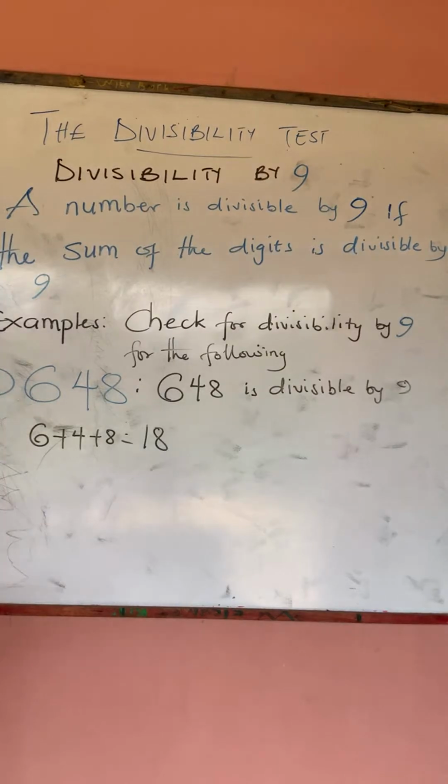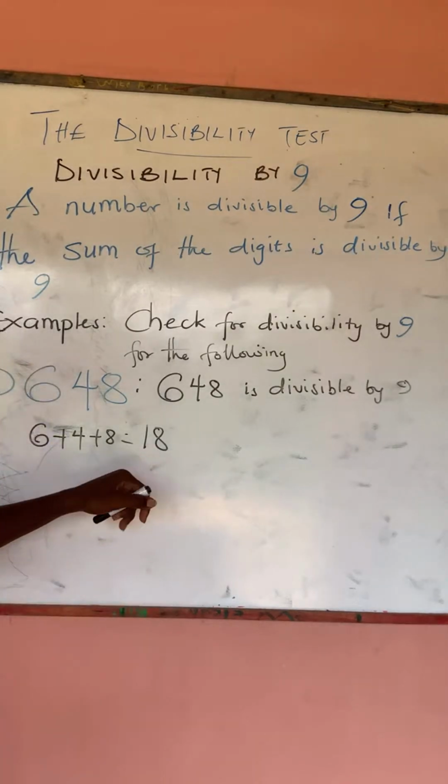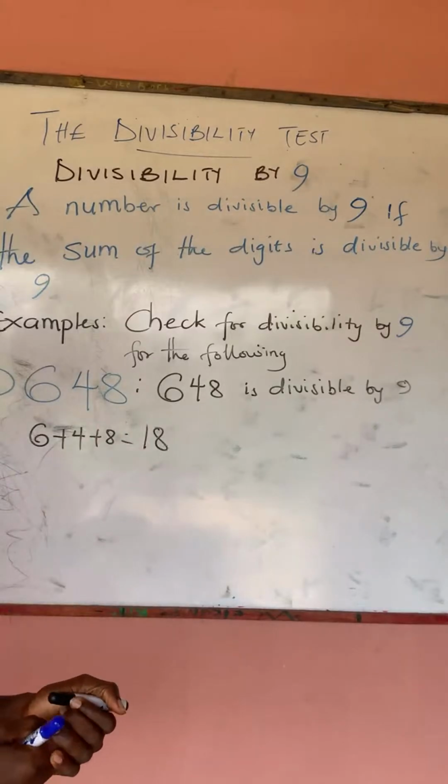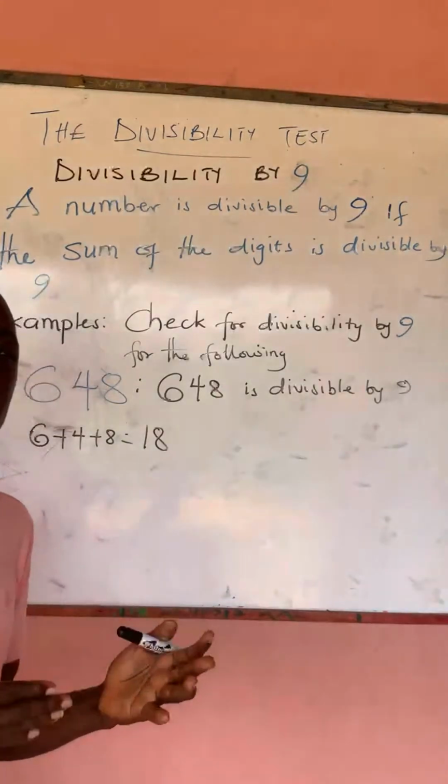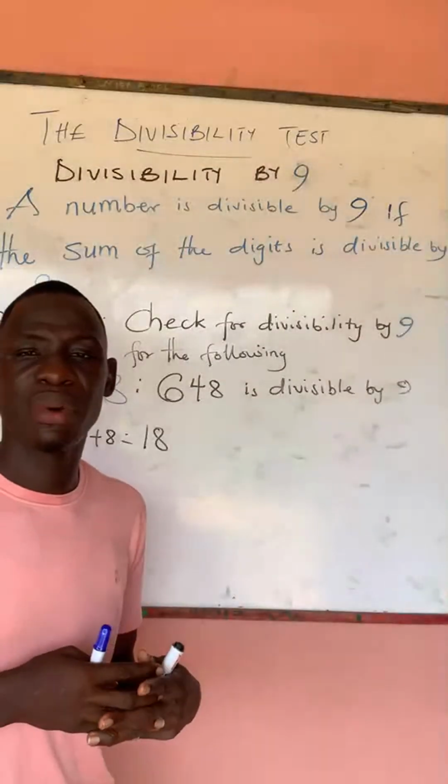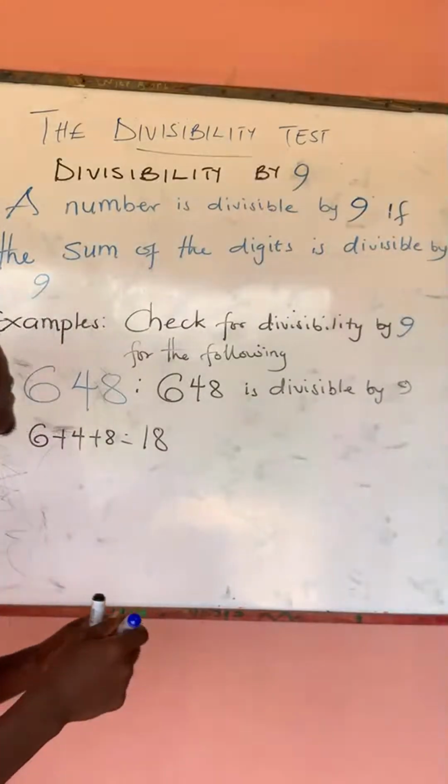You can even move a step further. If you get a 2-digit number, add it up again and see. If you add it again and the answer is finally 9, then it is divisible by 9. If you add it again and the answer is not 9, the number is not divisible by 9. Let's take a second example.